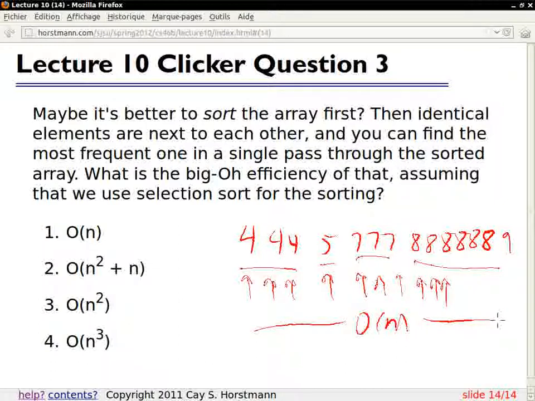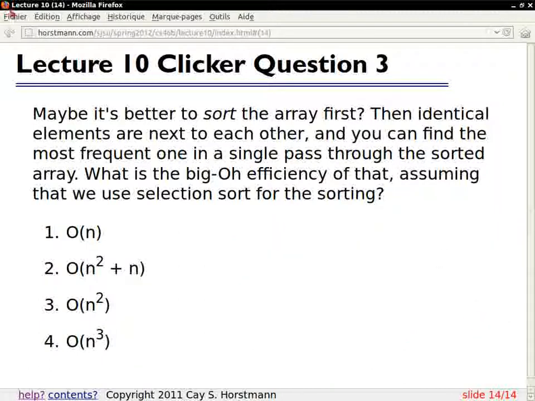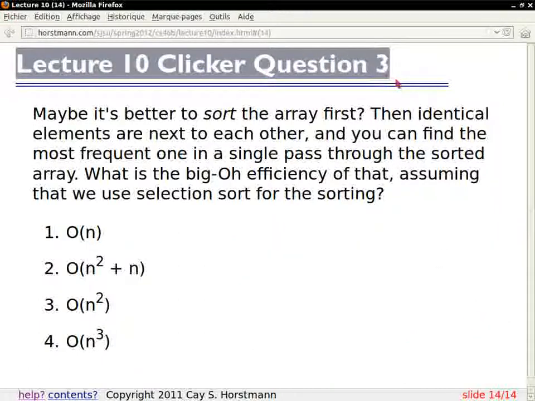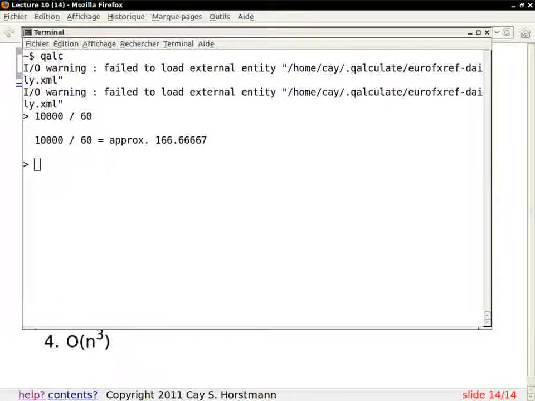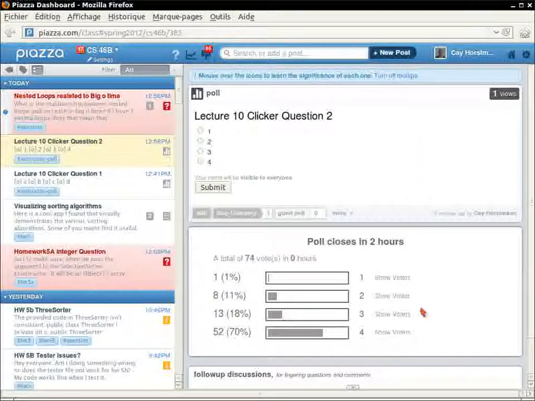So it looks like sorting might pay off. First sort, then just look at those sequences. All right, well, does it? So that's my last clicker question for the day. What is the efficiency of this combination? I never looked at the result here. I'll do that in a minute.